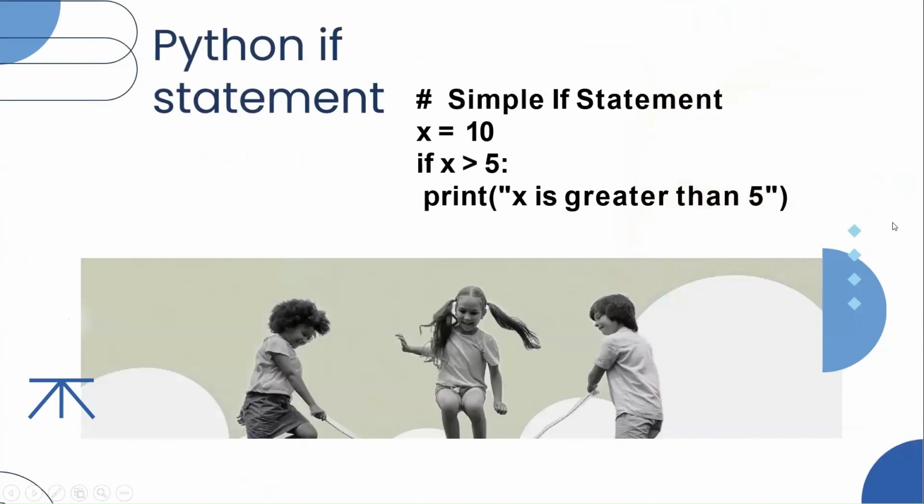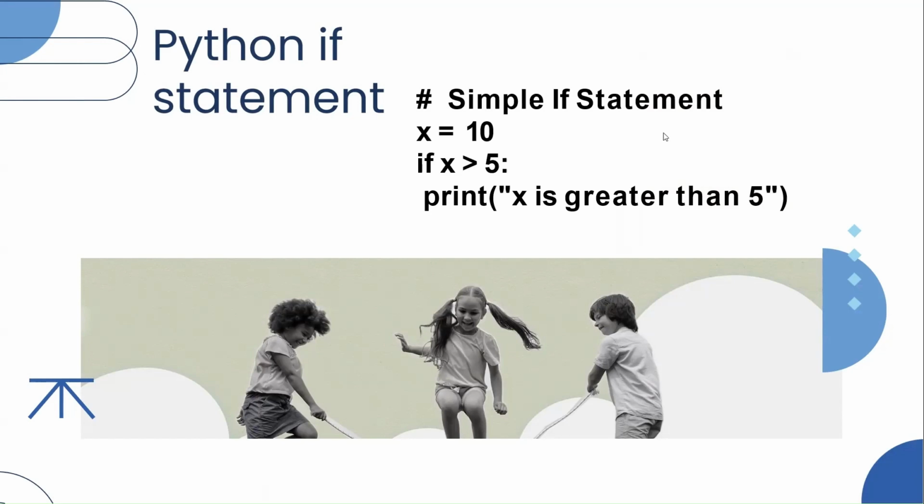Here is the code for the Python if statement. Here x is equal to 10. If x greater than 5, print x is greater than 5. The line x equals 10 assigns the value 10 to the variable x. Next line, if x greater than 5, starts an if statement. if is a keyword here. It checks if the value stored in the variable x is greater than 5. If this condition evaluates to true, the indented block of code beneath it will be executed.